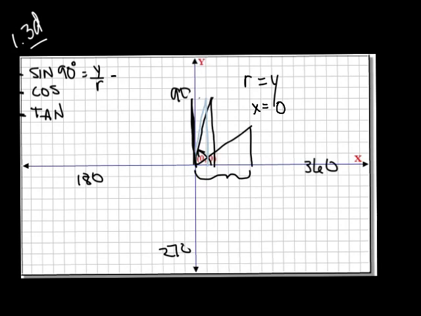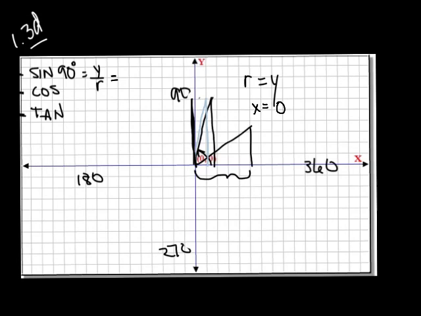So what is my y over r? My y is going to be, and we're talking about a unit circle here, and a unit circle means that we've got this circle that the r is always equal to 1. The radius is 1.